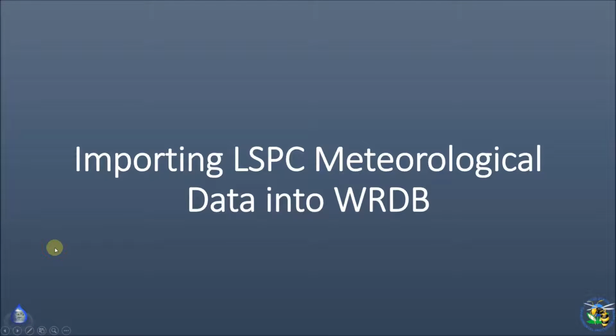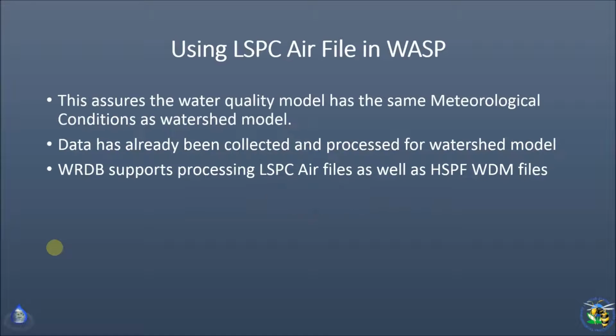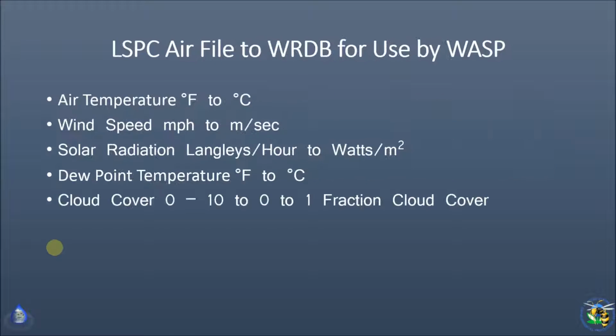Okay, our next step is to process the LSPC meteorological data into WRDB. We're doing this to ensure that the water quality model has the same meteorological conditions as the watershed model. The nice thing about this, all the data has been collected and processed at least into a form that we know for use with the watershed model. WRDB supports processing the LSPC air files as well as HSPF WDM files natively, so we don't have to do anything special other than to open up the files.